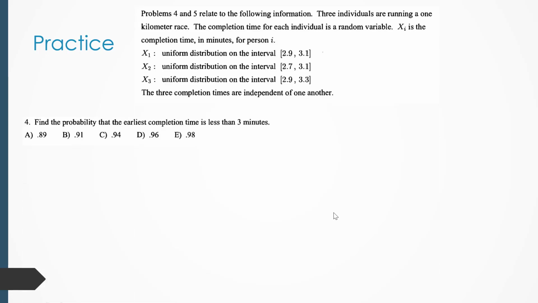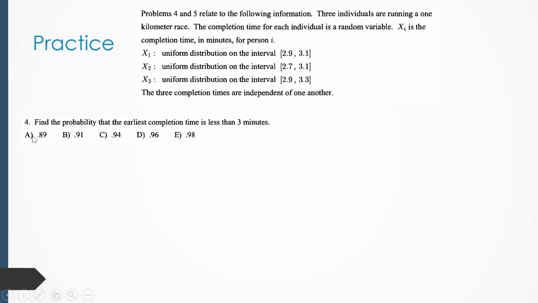Next problem. Problems number 4 and 5 relate to the following information. 3 individuals are running a 1 kilometer race. The completion time for each individual is a random variable. Xi is the completion time in minutes for person i. So X1 follows a uniform distribution on the interval from 2.9 to 3.1. X2 follows a uniform distribution from 2.7 to 3.1. And X3 follows a uniform distribution on the interval 2.9 to 3.3. The 3 completion times are independent of one another.